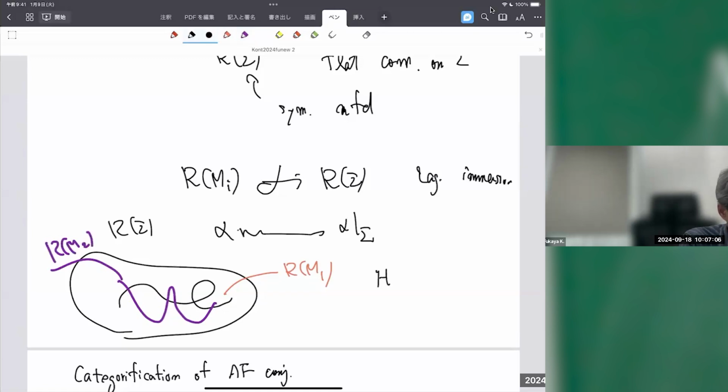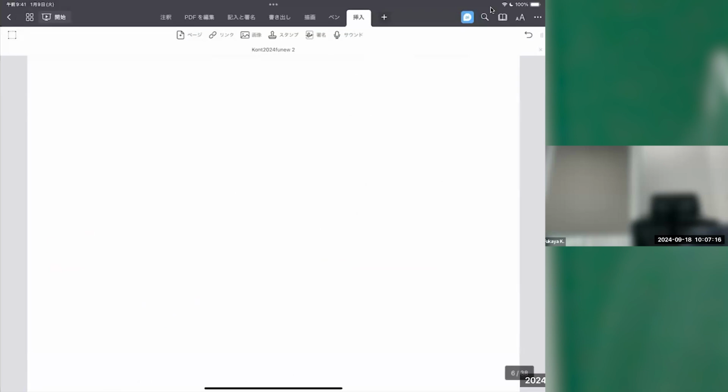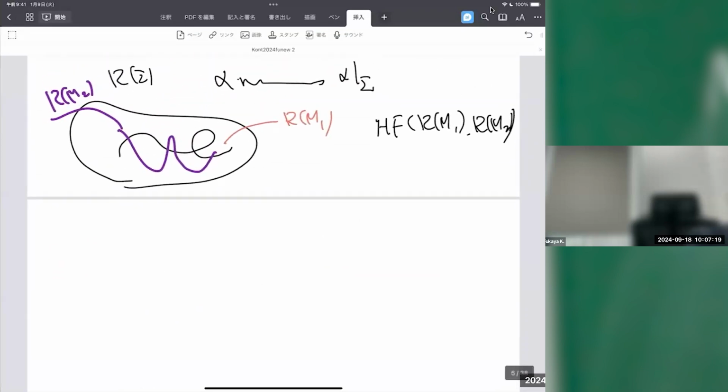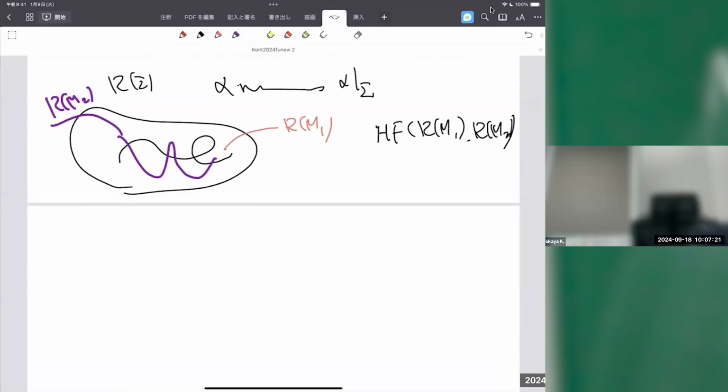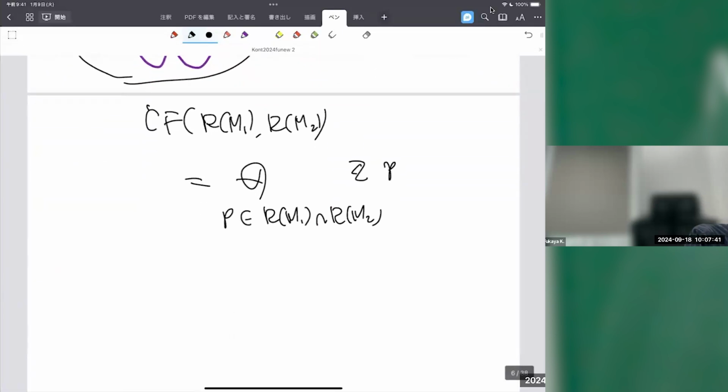And Floer homology, Lagrangian Floer homology, is generated by intersection points. So you have the chain complex, generated over Z by intersection points. And you have a boundary operator.